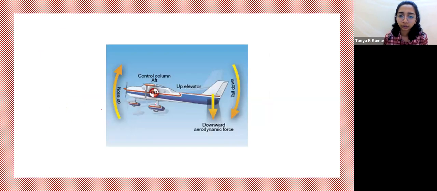We'll just look at it. If you deflect your elevator up, it produces a camber in this direction. Hence, the force will be produced here. So you have a moment like this. So it produces a nose up.